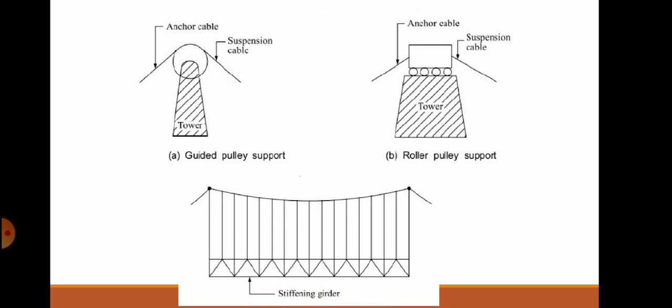The second one is roller pulley support. The pulley is connected to the roller support. There will be the suspension cable, a pulley and the anchor cable, and in between the suspension cable and the anchor cable there will be a roller support, the roller pulley support. Along with that, in the third figure you can see the stiffening girder. Stiffening girder means the stiffeners are directly connected to the cable, and this is commonly observed in bridges, such as walkway bridges.